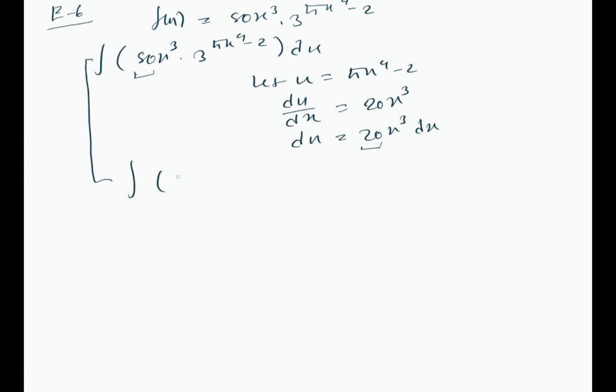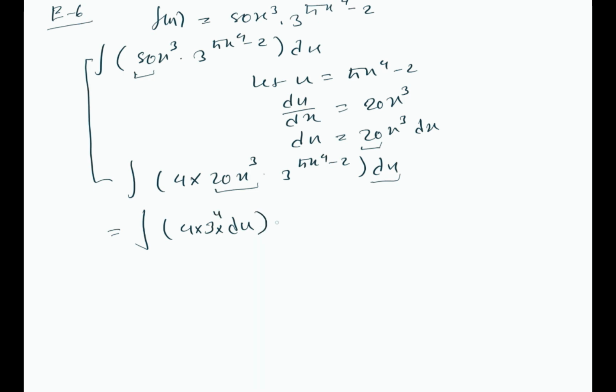So integral of 4 times 20 x to the power 3 times 3 to the power 5 x to the power 4 minus 2 dx. Okay, so now we can simply write. So we have 4, then these two terms are equal to du, right? So du, and in between we have a 3, and 3 to the power of our u, so u, right?